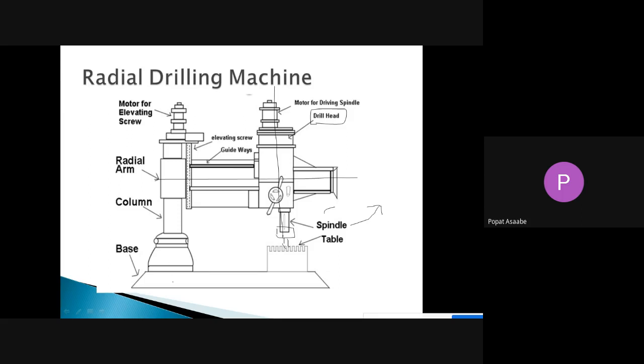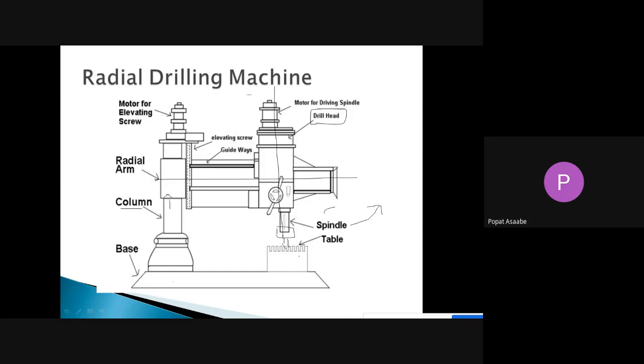It consists of the base. It is the bottommost part. It supports the whole drilling machine, and it also absorbs the vibrations and shocks induced during the drilling operation. Then the vertical column, it is the vertical member, and that column is mounted on the base at one corner. This vertical column provides support to the radial arm.